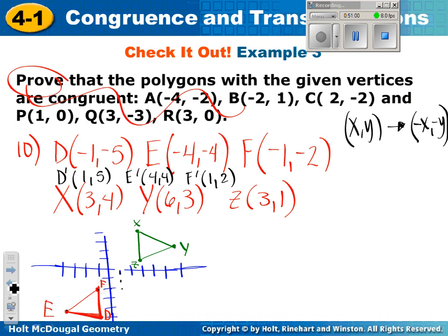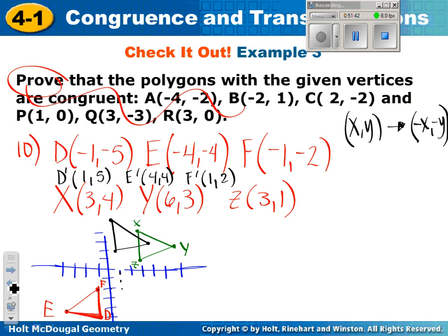Now let's graph that shape and see. So I'm going to graph 1, 5, 4, 4, and 1, 2. You graph it on your paper because you'll be able to see it better than mine up here on the board. Once you have it graphed, do you see a second transformation that would make the black one land onto the green one on your paper?